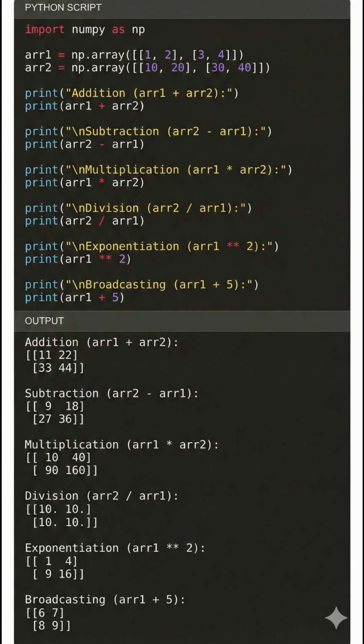Finally, the concept of broadcasting is illustrated through AR1 plus 5. This operation adds the scalar value 5 to every individual element of the array, demonstrating how NumPy broadcasts a single value across the entire structure to produce 6, 7, 8, 9.